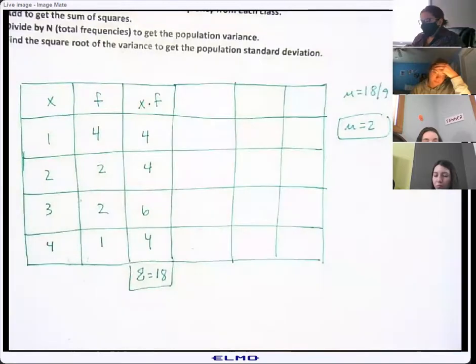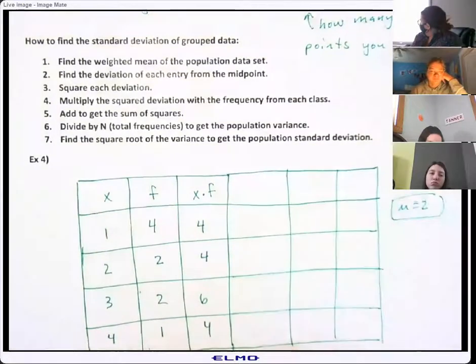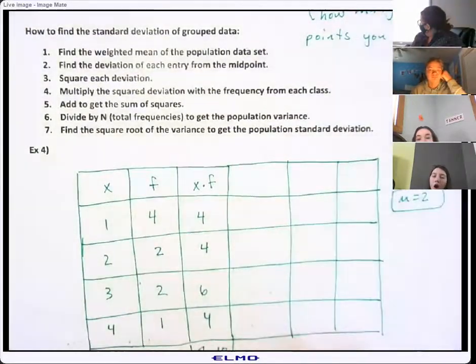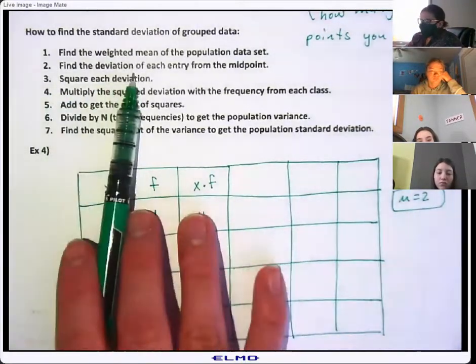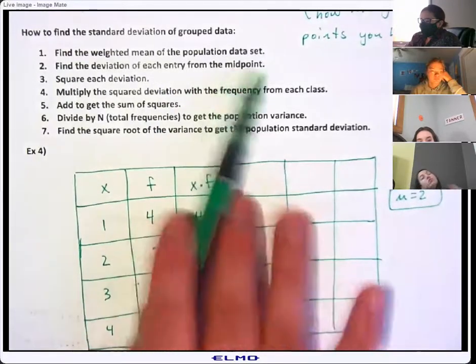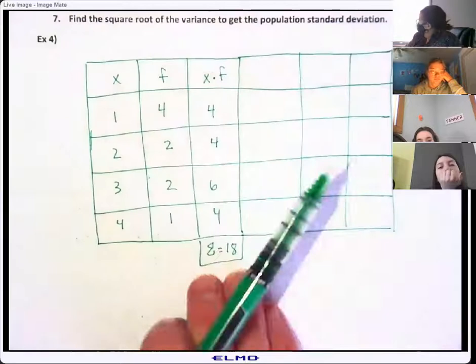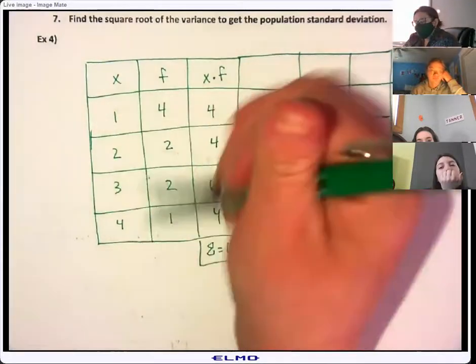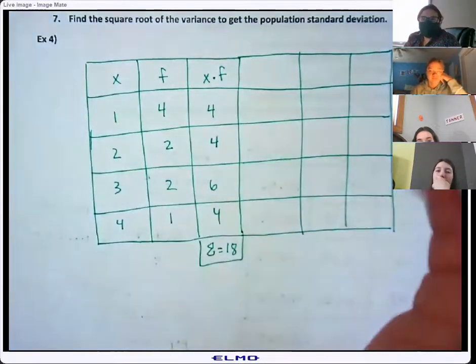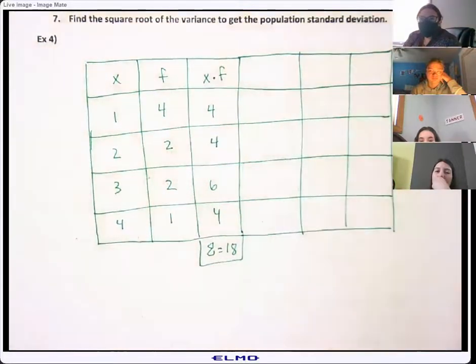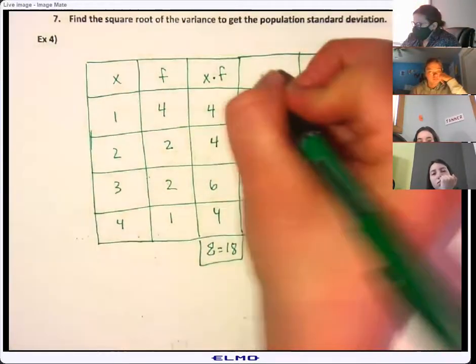All right, now if you look at the steps above this that I wrote down, it says how to find the standard deviation of group data. And then it says what we need to do is find the weighted mean, which we have already done, right? And it says find the deviation of each entry from the midpoint. The reason I wrote from the midpoint, we're not going to have to do this on this one, is because in this one, all of us just had one pet, two pets, three pets, four pets. But let's suppose that it was a range, like five people have one to two pets and eight people have three to four pets. Then to know what number to multiply by, you take the midpoint of your class. So for this one, it's X minus mu.